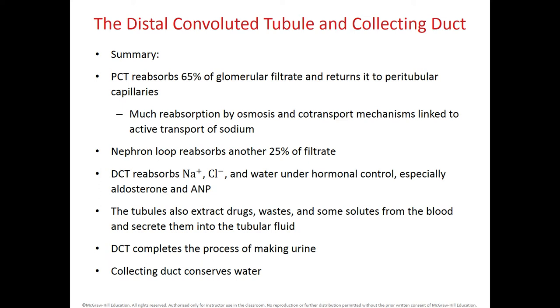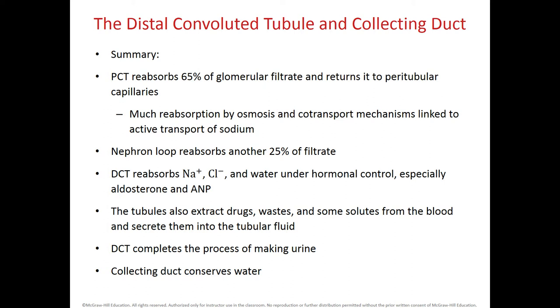So in summary, for this first part, the PCT will reabsorb 65% of the glomerular filtrate, and it will help to return this filtrate into the peritubular capillaries. And much of this reabsorption happens because you have osmosis and these co-transport mechanisms that we already mentioned, and also helps in the transport of sodium. The nephron loop will help to reabsorb 25% of the filtrate, and the DCT together with the collecting duct will help to reabsorb the rest, and the DCT will reabsorb sodium chloride and water under the influence of hormones like aldosterone and ADH.